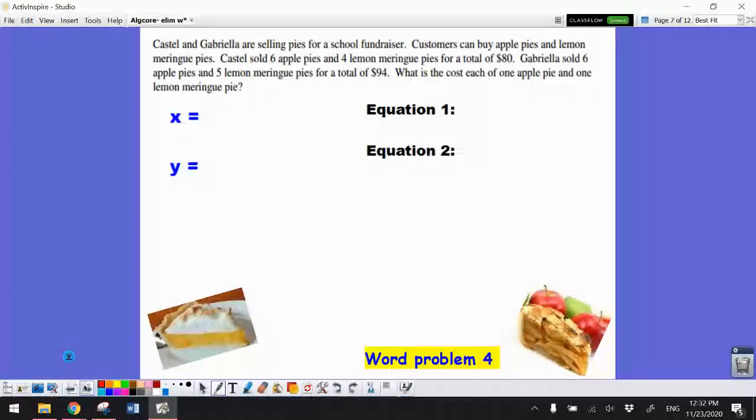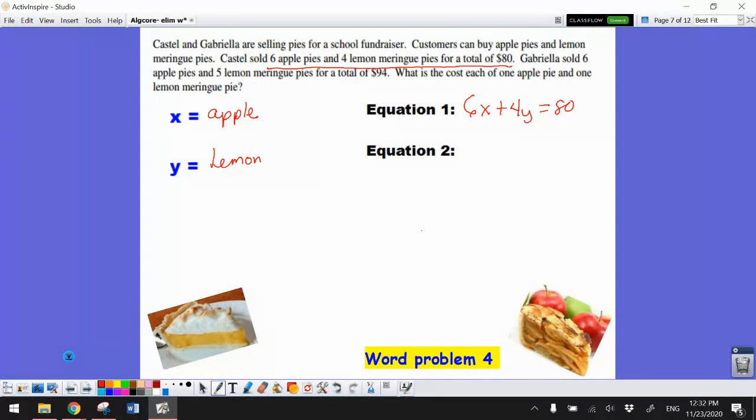So Castell and Gabriella were selling pies for a school fundraiser. Customers can buy apple pies and lemon meringue pies. Castell sold 6 apple pies and 4 lemon meringue pies for a total of $80. So I see my first equation, 6x plus 4y equals 80. And I already know what my x and y are. So my x is apples and my y is lemon. So I have apple pie and lemon pie.